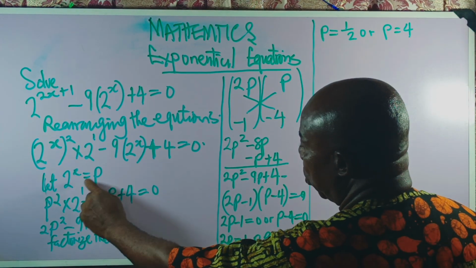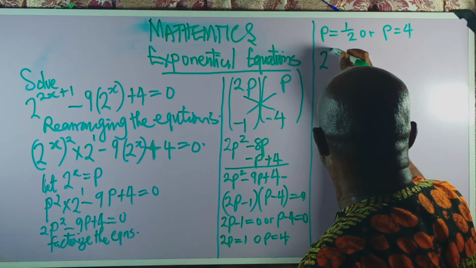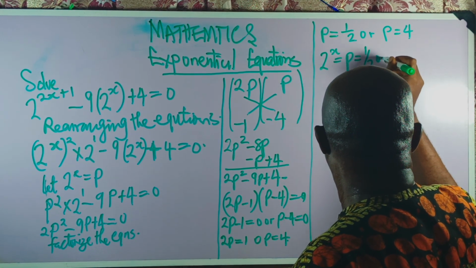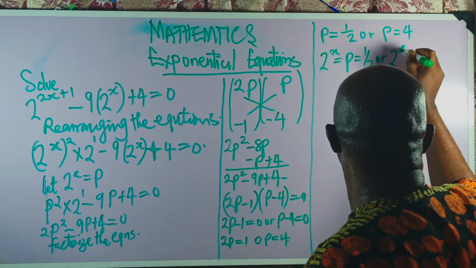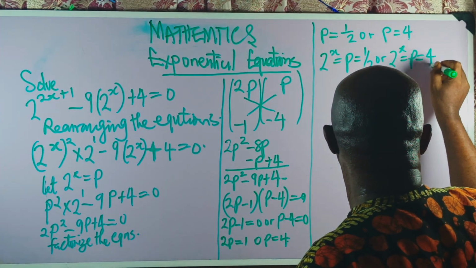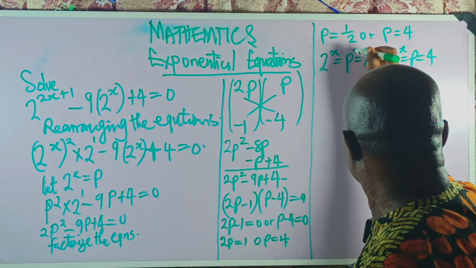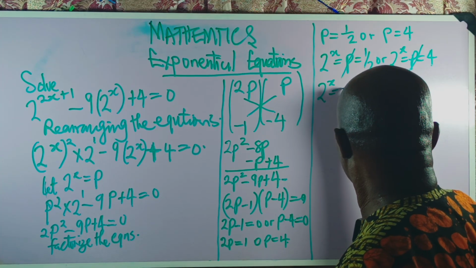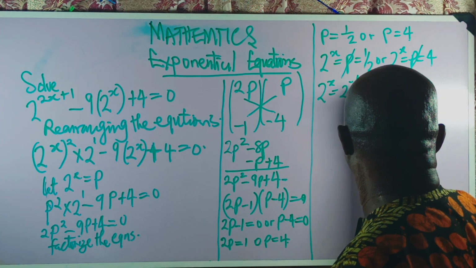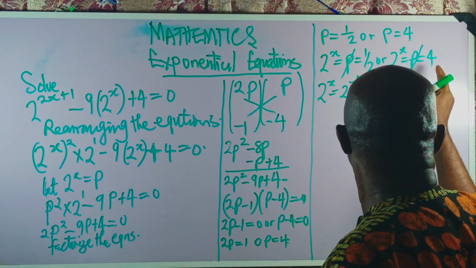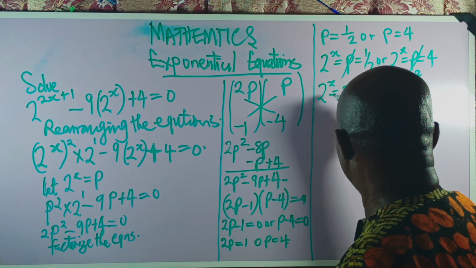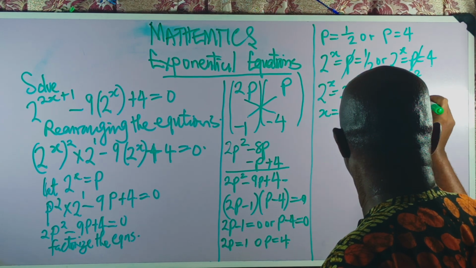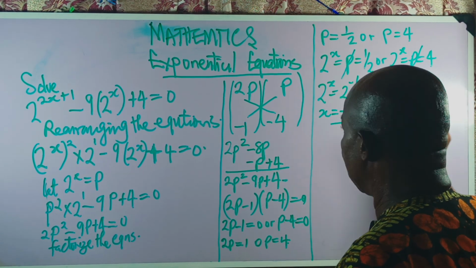But remember we said that 2 raised to the power x is equals to p. And this p now becomes half. Or in this case, we say 2 raised to the power x is equals to p, and this p becomes 4. So in this case, we don't need p. That means that 2 raised to the power x is equals to 2 raised to the power minus 1, or that 2 raised to the power x becomes 2 squared. So it then means that x is equals to minus 1, or x is equals to 2. And this is the answer to this very equation.